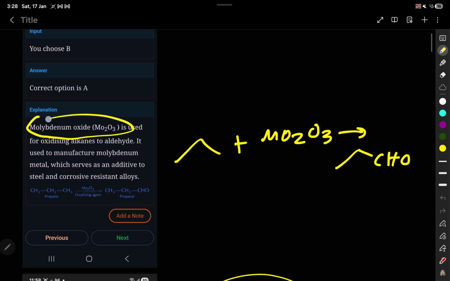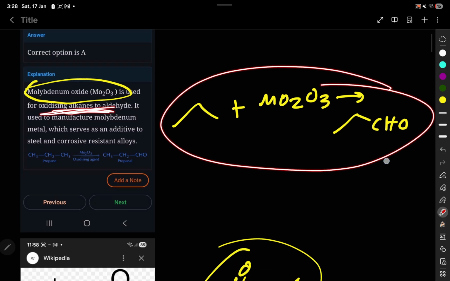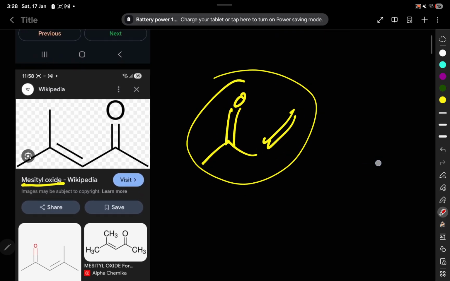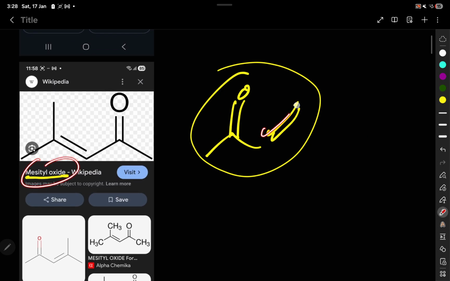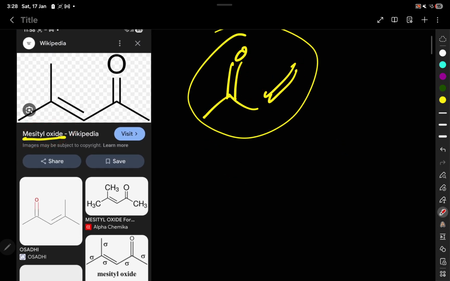And molybdenum oxide, as you guys can see, is used for oxidizing alkanes to aldehyde, as I've written in this reaction over here very clearly. And then you have mesityl oxide. Mesityl oxide is just the self aldol product of this ketone. Okay, just check it if you want.